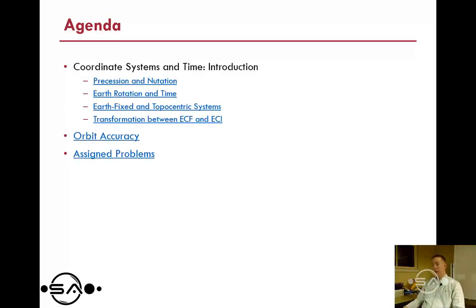Here's what we're going to cover today. Coordinate systems and time. Surprise, surprise, already talked about that. So we're going to walk through precession and nutation, what those are, real quick for our coordinate frames. Earth rotation and time, and how that's related, Earth fixed and some topocentric systems, and then finally the transformation between an Earth-centered fixed and Earth-centered inertial frame, or Earth-centered fixed and J2000. And then finally, we're going to have a quick discussion about orbit accuracy before we move on to the assigned problems, which should have been completed last Friday.